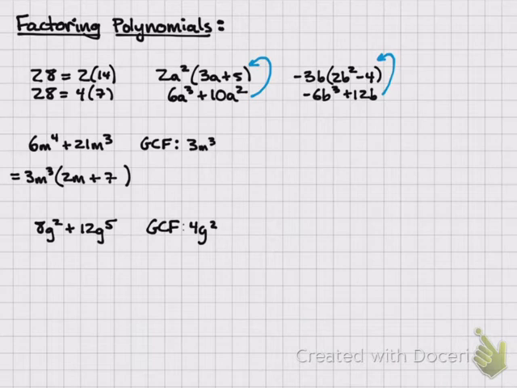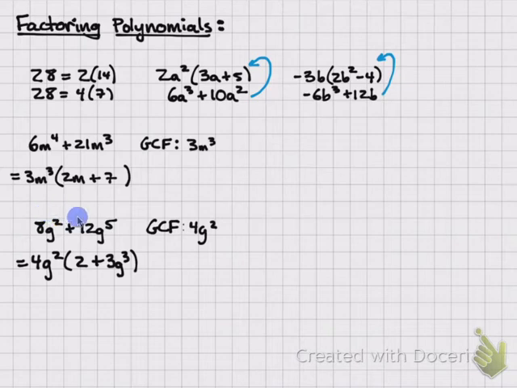So this means we can write this big polynomial as 4g squared times something. What is that something? Well, we need to multiply 4g squared times 2 in order to get 8g squared. So 2, and then we need to multiply 4g squared by 3g to the third in order to get 12g to the fifth. So 3g to the third. And we've successfully factored this polynomial.